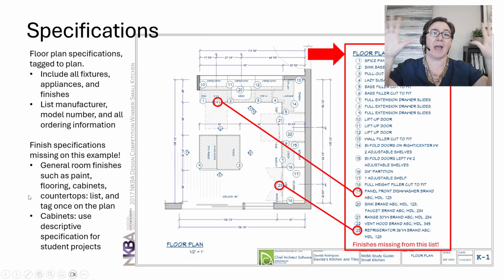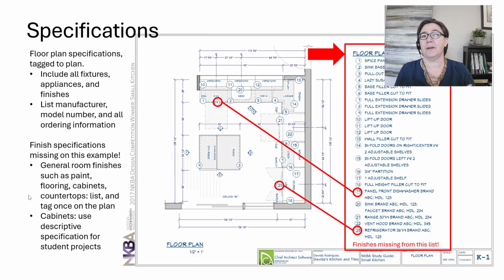When you have general room finishes, things that are going to be placed in multiple locations, go ahead and list them in the list and then tag once somewhere convenient on the plan. You don't have to tag every wall with a paint specification. All right. For cabinets specifically, in student work, what I'm expecting is a descriptive specification.